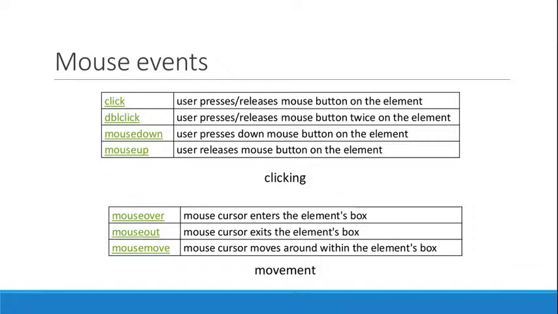So there are different events like mouse events. Clicking means click, double click, mouse down and mouse up.